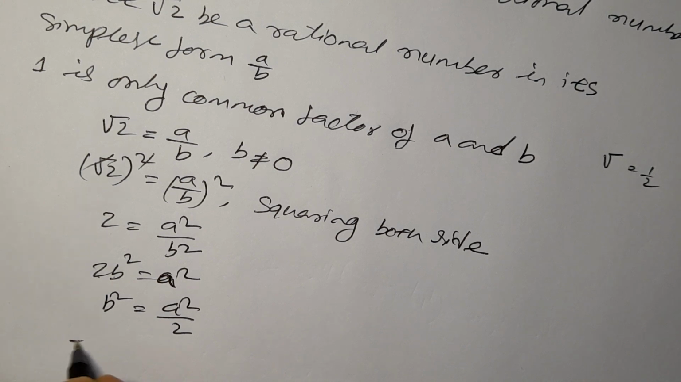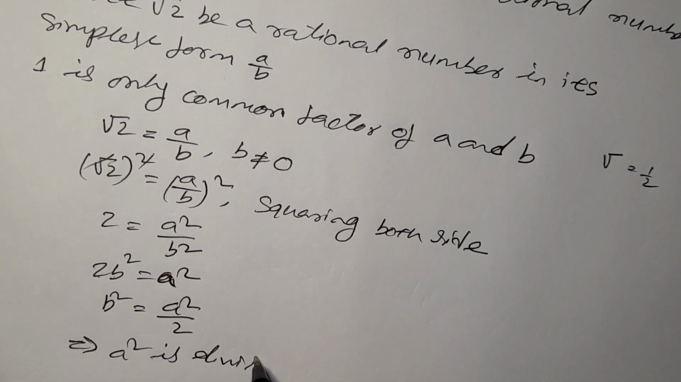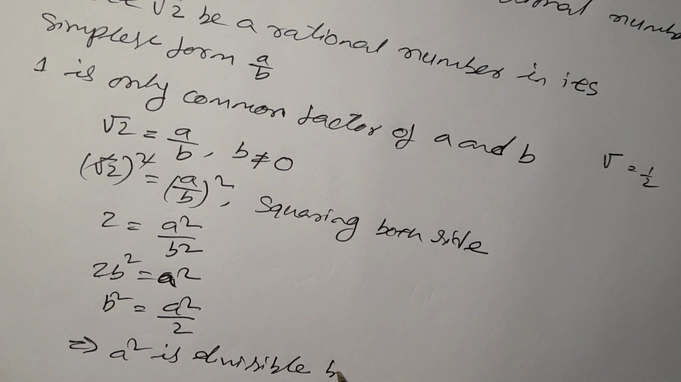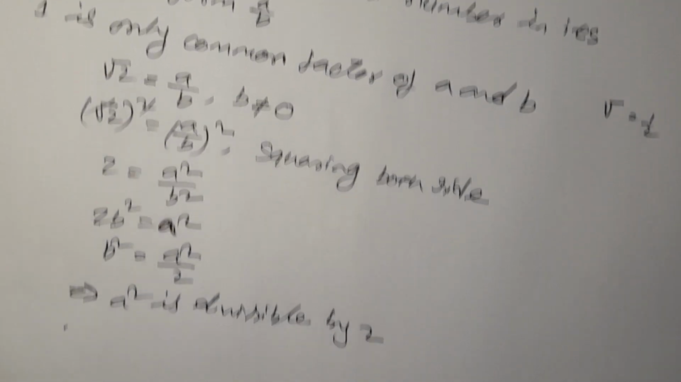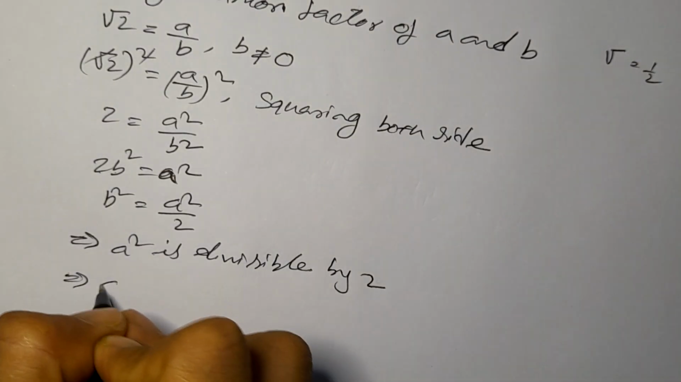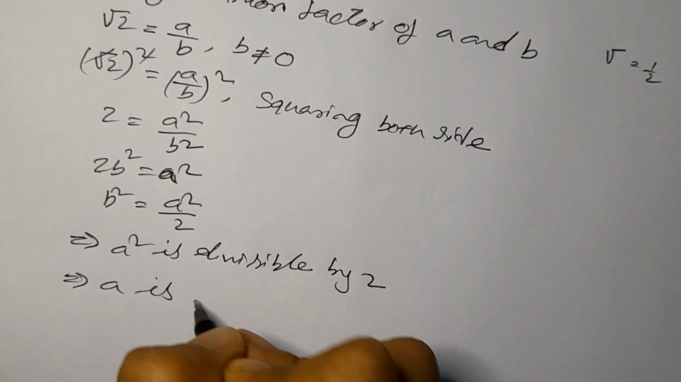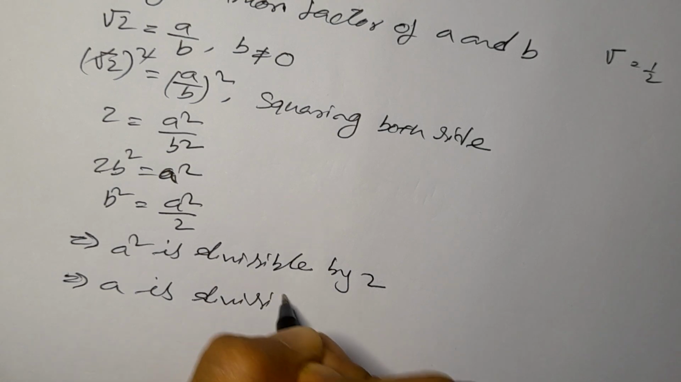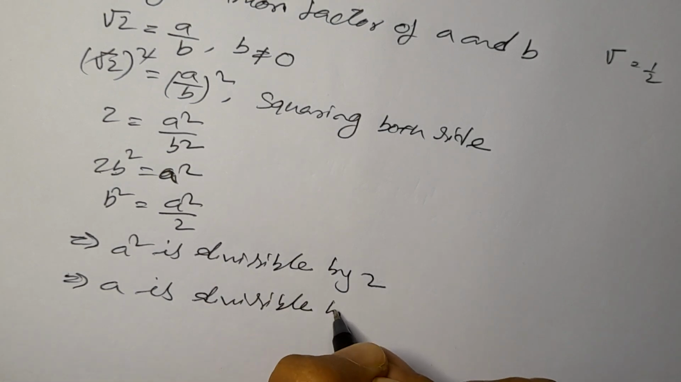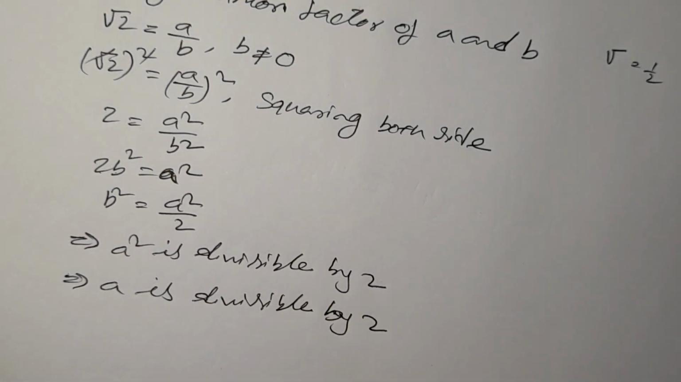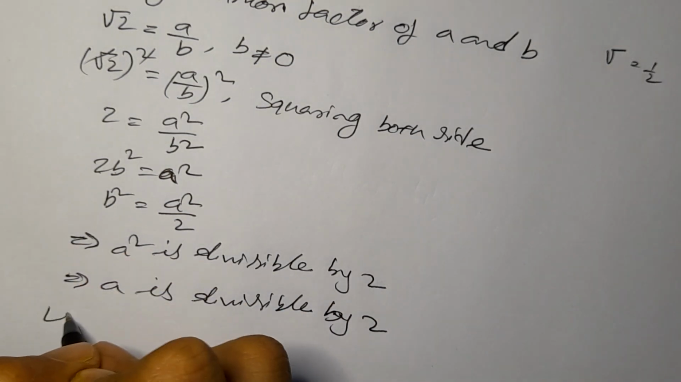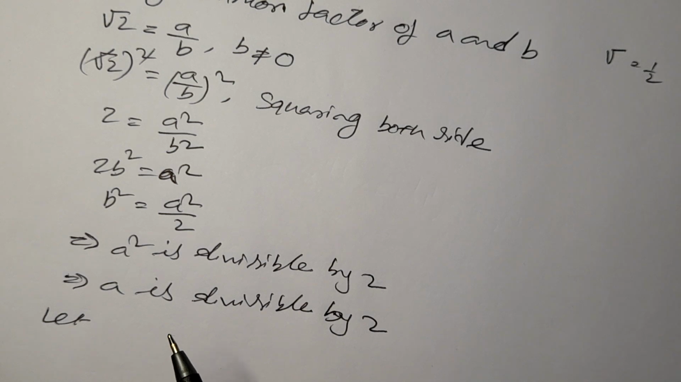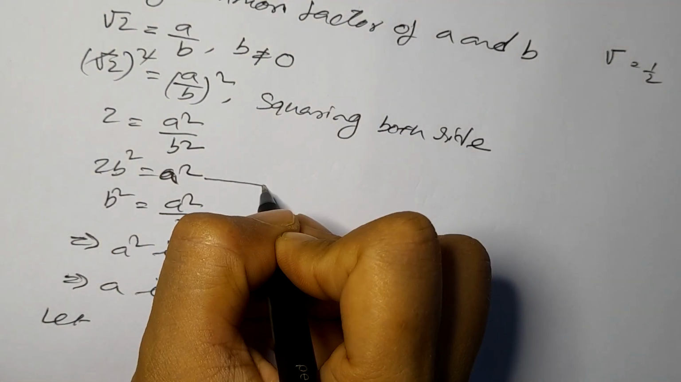You can write, implies a square is divisible by 2. Since a square is divisible by 2, again a will be divisible by 2, implies a is divisible by 2. We get the factor of a. Now our target is to find the factor of b. So this will be our equation 1.